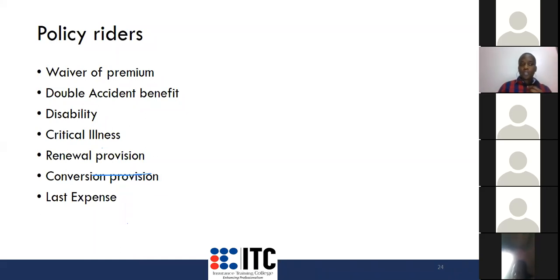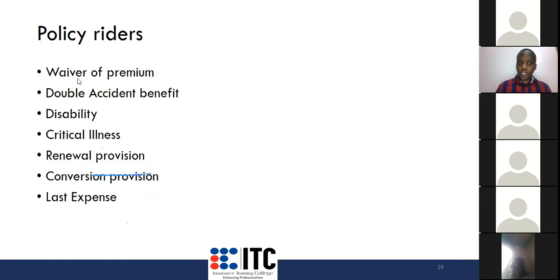Okay, let's look at it this way. We're looking at different riders and what they do. Each of these riders is specific in the benefit it gives to the policyholder. Waiver of premium, number one, waives the need for the policyholder to continue to pay the premium in the event of disability. There are some cases where I've seen it in the event of death.